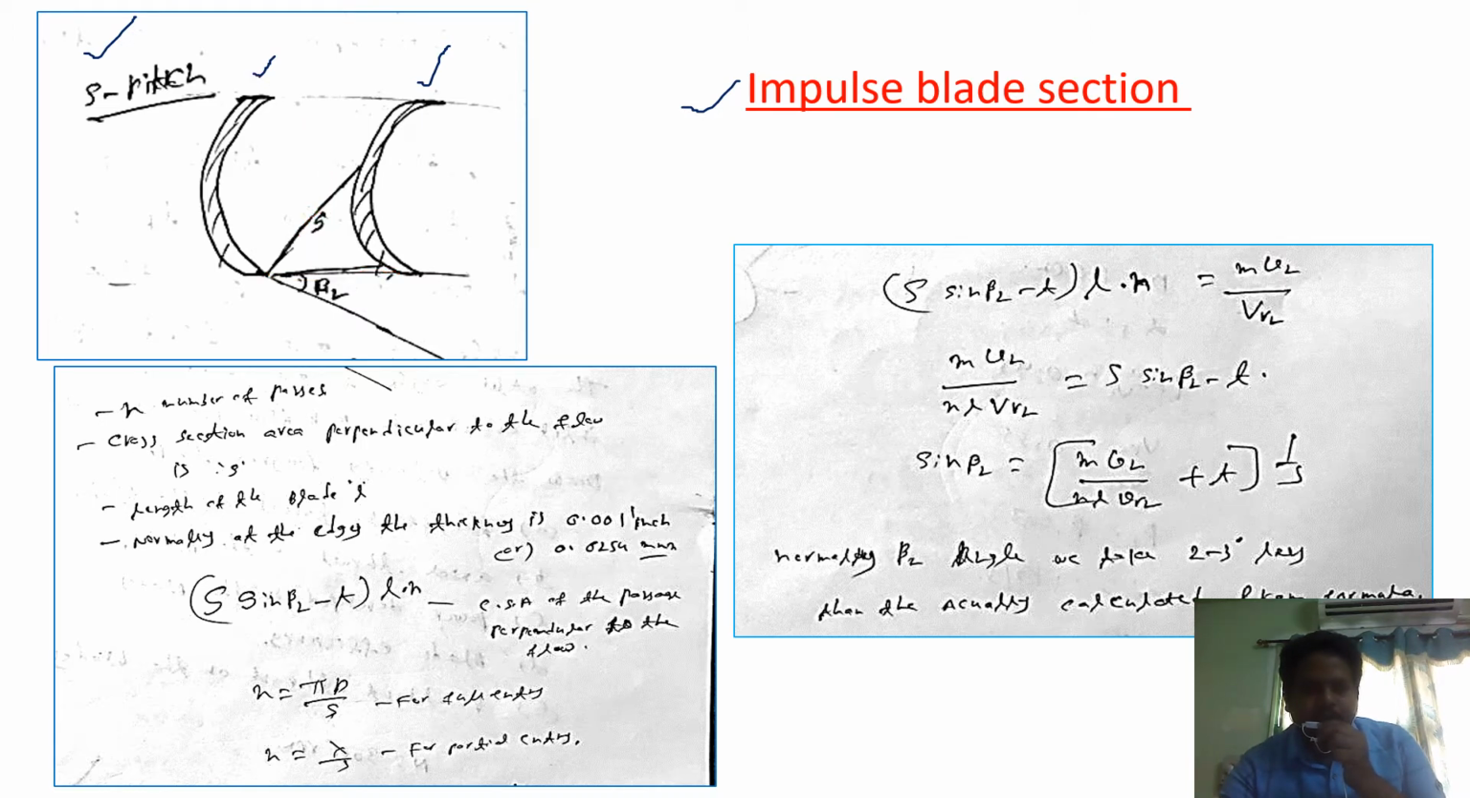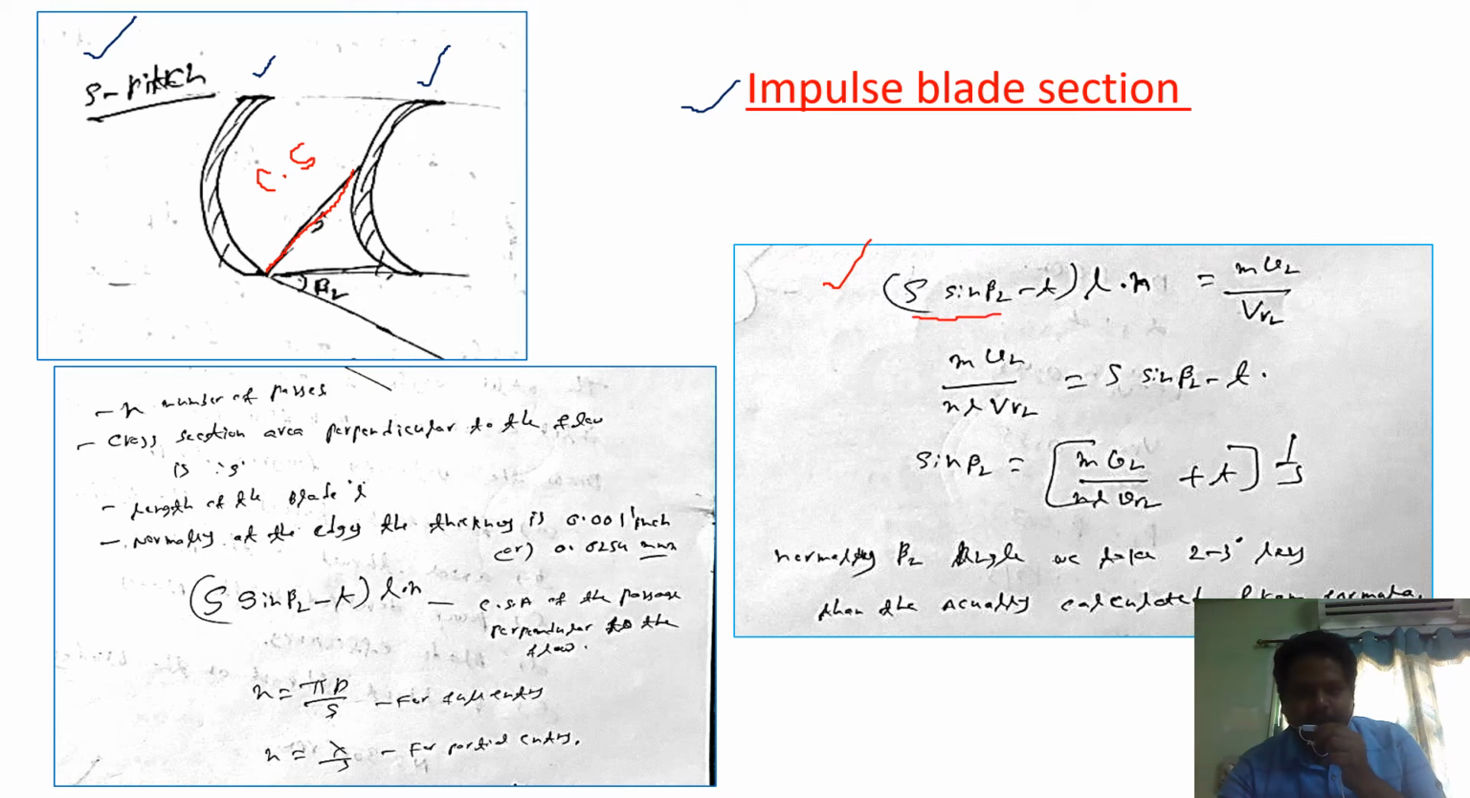As we know, the blade angle at the exit of the blade is beta 2. And here the cross section of the blade would be perpendicular to the angle of the blade. So this is the cross section of the blade. Now we can find the cross sectional area.